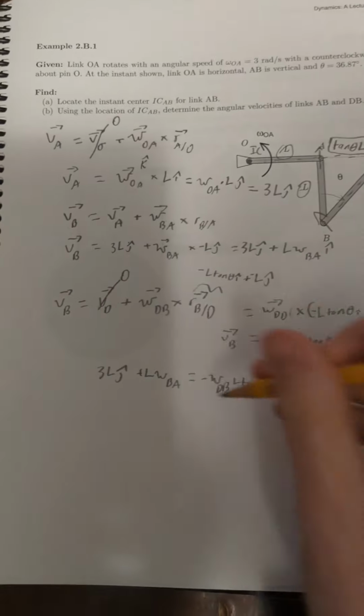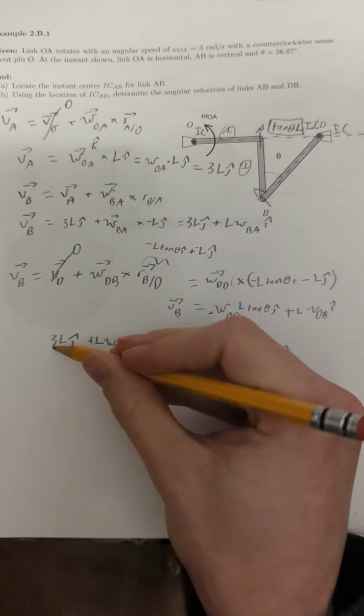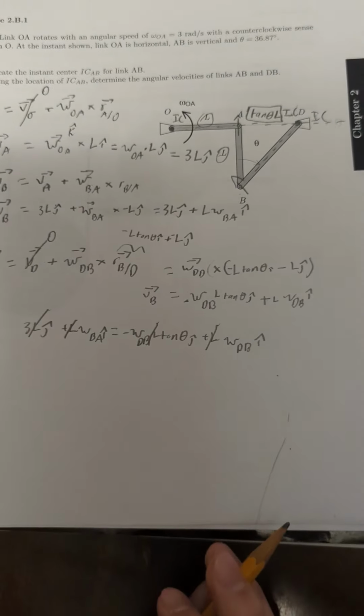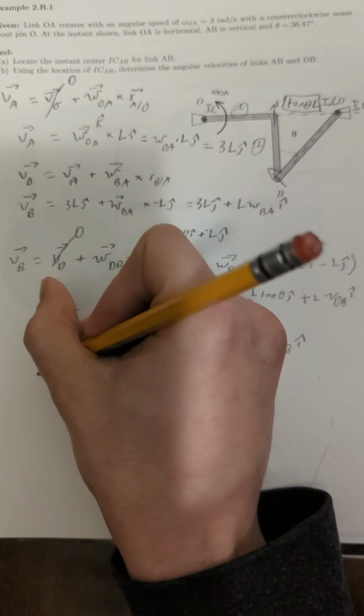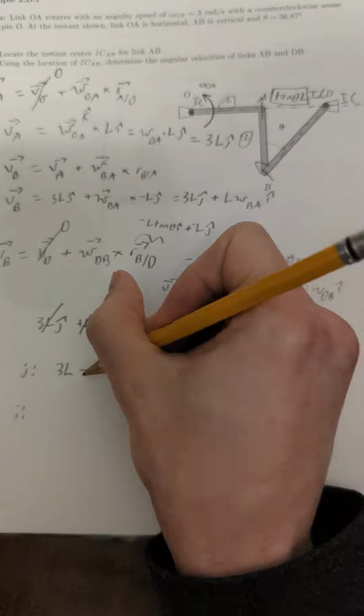That's an I value as well. Now we're going to set our i's and j's equal to each other. We also have an L in every single term, so we're going to cross that out. Then we set our i's and j's equal to each other to find both omega DB and omega BA.